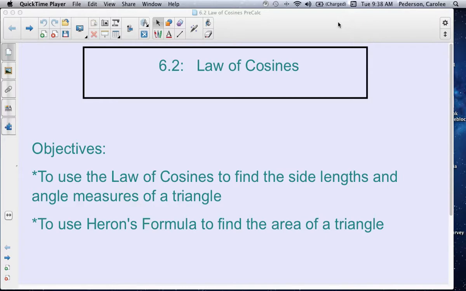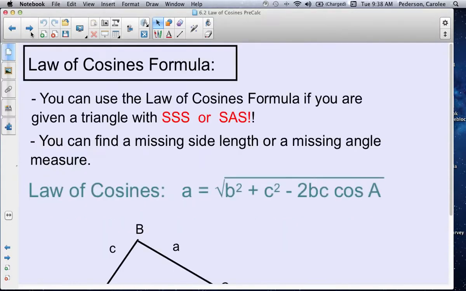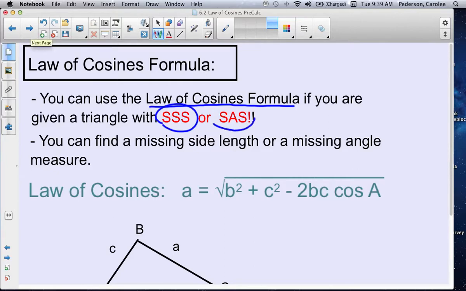You use the law of cosines to find side lengths and angle measures of a triangle. We also will review Heron's formula to find the area of a triangle. On this slide, what you need to know: the law of cosines formula can be used if you're given a side, side, side triangle or a side angle side triangle. This is the law of cosines.